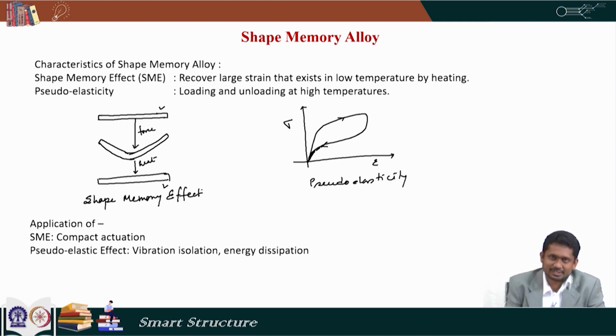Now, this shape memory effect makes these materials a good candidate for use as actuator, because we can always keep the material in this kind of deformed configuration in the structure, and by giving heat input it will try to regain its original shape, and that will generate actuation force. And here, because we can see energy dissipation, these are ideal material for use as damper. So, vibration isolation, energy dissipation, all are different applications of the pseudoelasticity, and actuation is the application of shape memory effect.